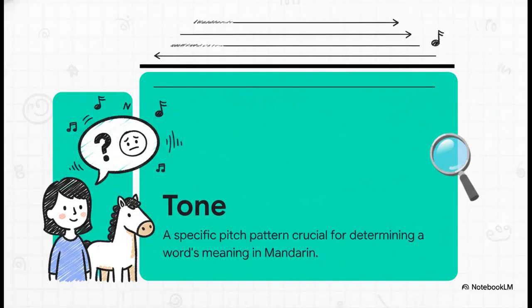So what are we really talking about when we say tone? Well, it's pretty simple actually. It's just the shape your voice makes on a single syllable. Does it go up? Does it go down? Does it stay flat? That's the tone. And it's super important, because if you get it wrong, well, you might accidentally call your mom a horse. And yeah, that's a classic mistake you probably want to avoid.